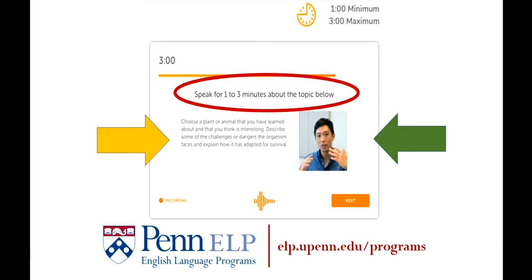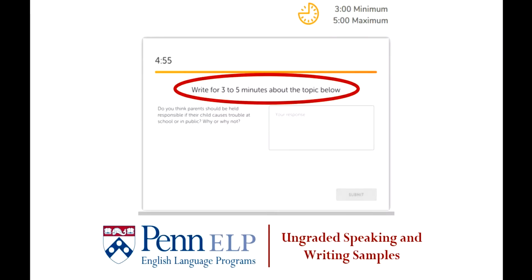This is exactly what the admissions committees of the colleges and universities where you send your score will see. Let's take a look at the writing. The instructions say, write for 3 to 5 minutes on the topic below. And again, you will just have selected this prompt, so this will be the second time you're reading it. For this example, the question is, do you think parents should be held responsible if their child causes trouble in school or in public? Why or why not? To the right of the prompt, you can see the text box where you will type your response.